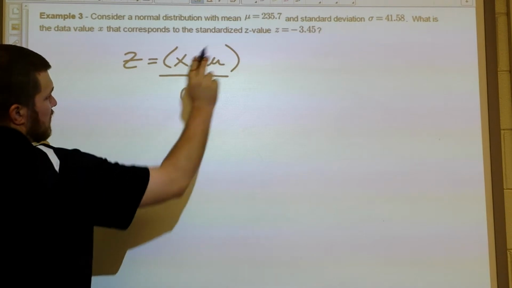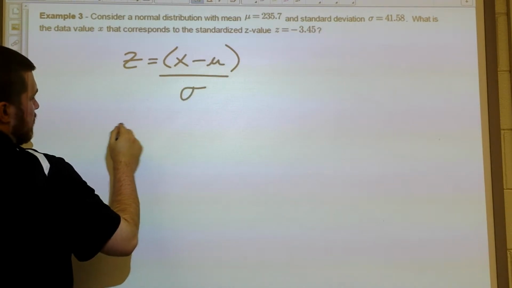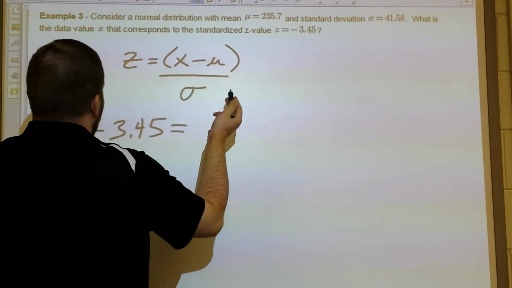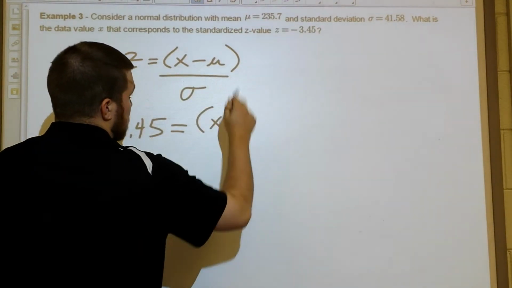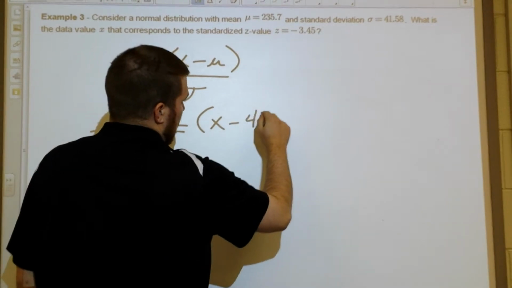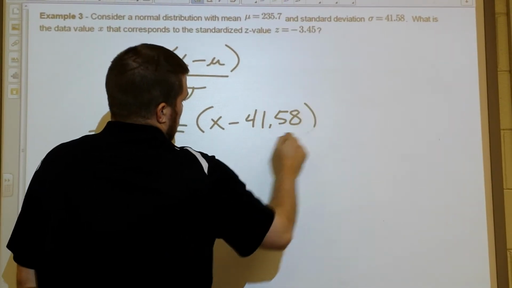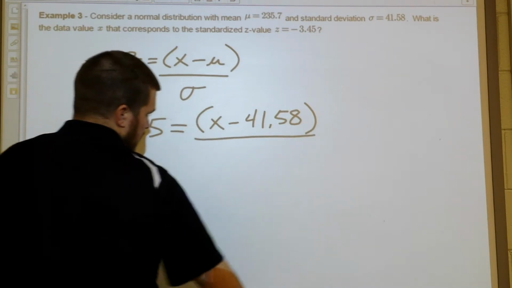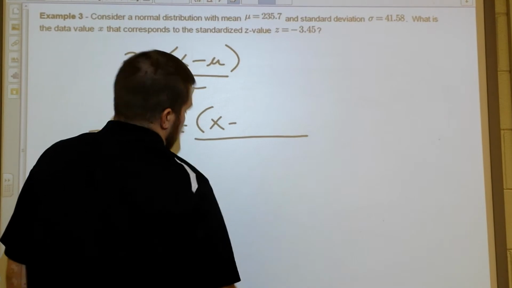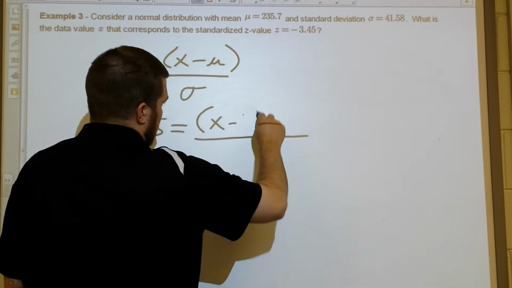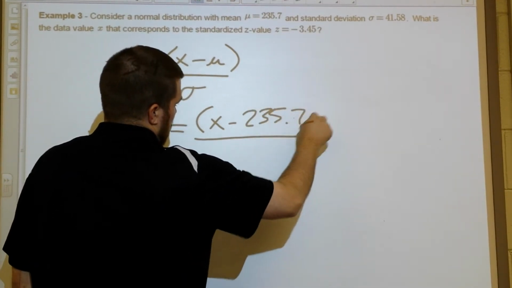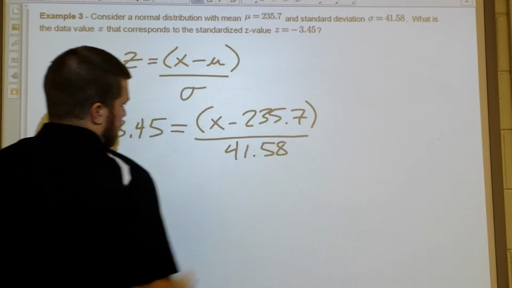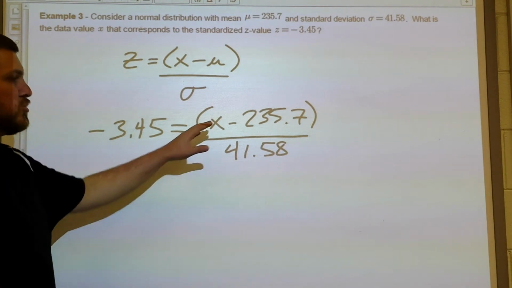So I know that my z-score, my standardized z value, is -3.45, and that's supposed to be equal to x, which is what I'm solving for, so leave that x. The mean is 235.7, sorry about that, and my standard deviation is 41.58. Okay, so now we need to solve this equation.